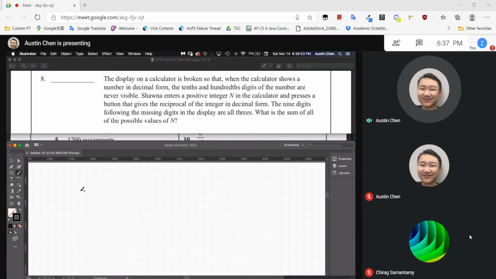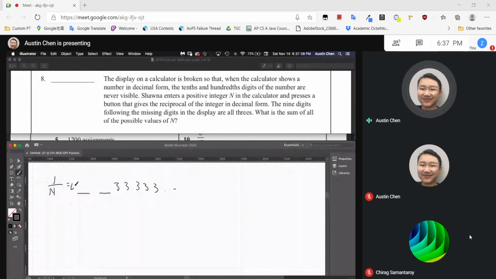And so what happened was she took the reciprocal of some positive integer n, right? And this equals that 0.something something and all threes. And we want to find all the possible values of n. Okay, so this is an interesting repeating decimal problem.